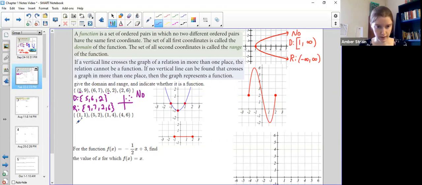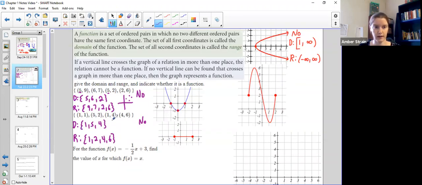Let's try it again for these dots down here. So the domain is going to be the x values, 1, 5, oh, there's another repeat, and 4. So right here, I already know it's not going to be a function because that x value repeated. The range would be the y values, 1, 2, 4, and 6. And technically, I like to put them in numerical order, but on x, y, z, it doesn't count against you. So that's all you really need, just to list out those numbers.